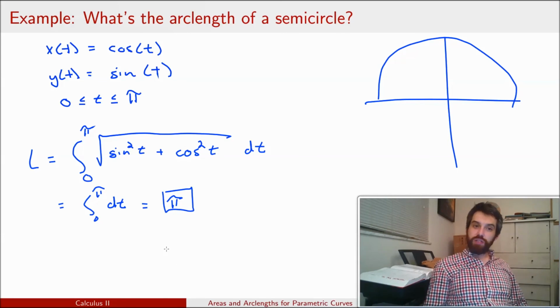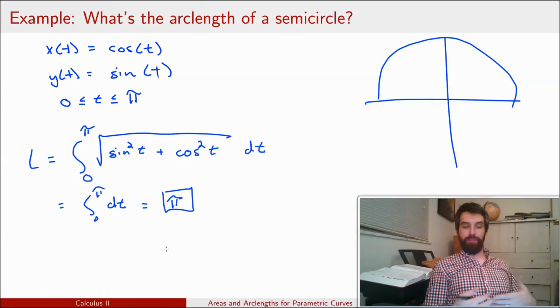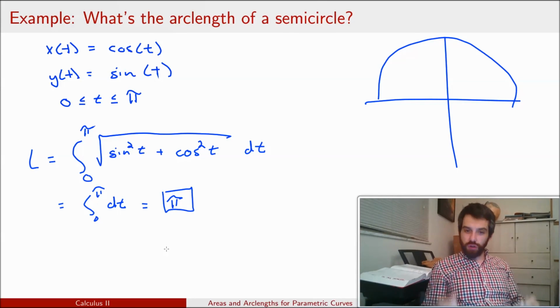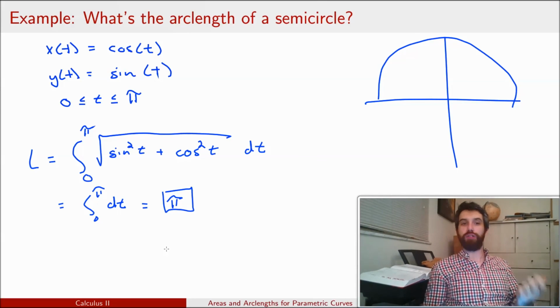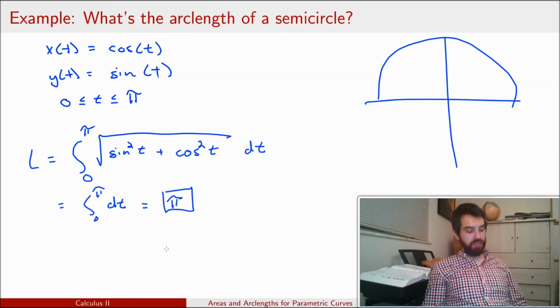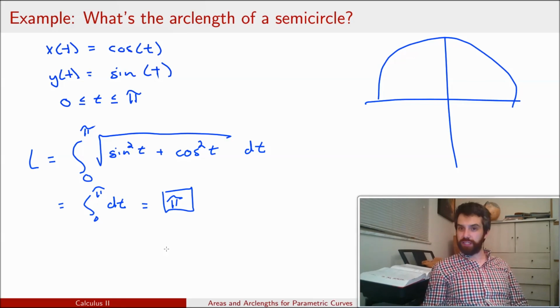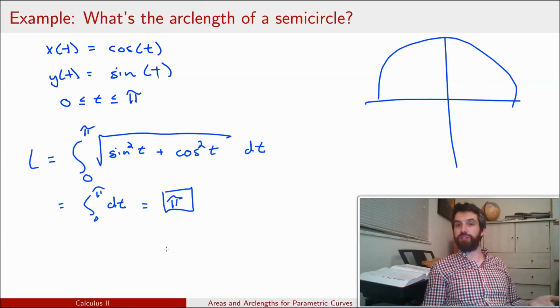Does this make any sense? Well, indeed, the circumference of a circle of radius 1 is 2 pi r, so 2 pi times 1, just 2 pi, and then a semicircle is half that, so pi. So indeed, we have pretty effortlessly figured out this interesting and important fact by our ability to compute arc length of parametric curves.